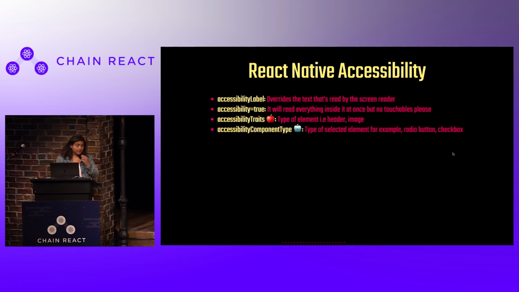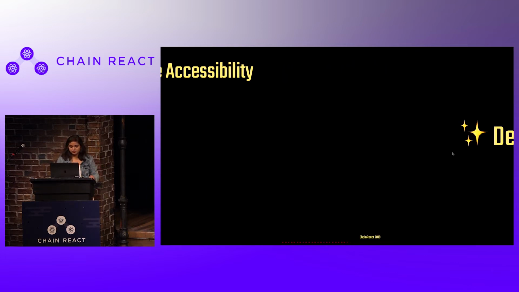One thing I forgot to mention is accessibility traits is only for Apple. For Android, it's accessibility component type. So the type of selected element could be radio button, checkbox, and so on. There are a lot of properties in the docs itself, but this is to give you an idea of the different properties on the components.